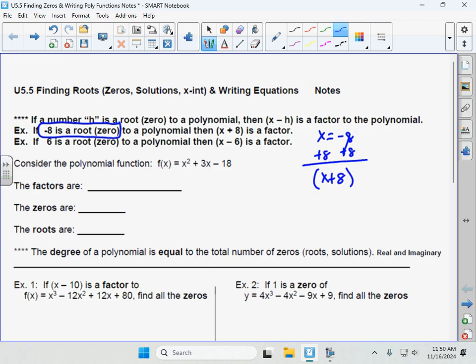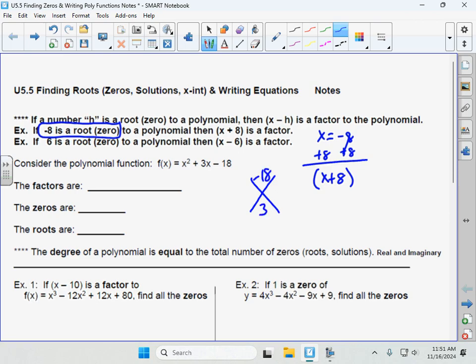All right, so let's go ahead and do this polynomial. Given the function x squared plus 3x minus 18, let's list the factors and the zeros and the roots. All right, so because this is just a quadratic, it's a trinomial, we could try to factor it. And if it didn't factor, then we could use another method using the quadratic formula. All right, but this probably factors, so let's see. We would use the x method.